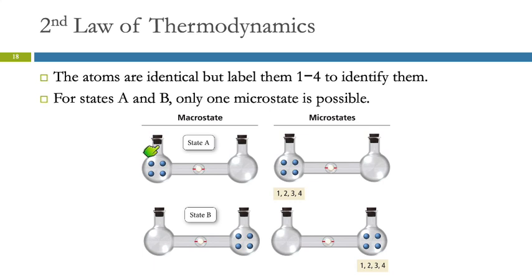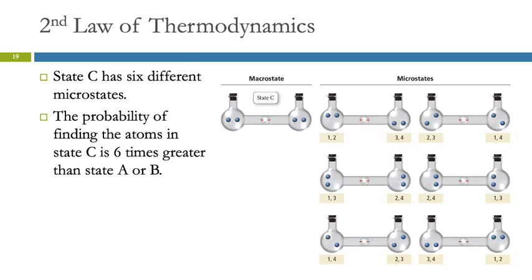So the macrostate here only has 1 microstate. All 4 of these are in the same place. State B only has 1 microstate. But state C has 6 microstates. So we could have 1 and 2 versus 3 and 4. Here we have the opposite of that, 3 and 4 versus 1 and 2. We have all these different combinations.